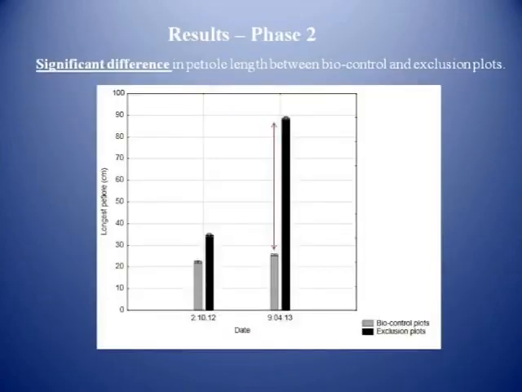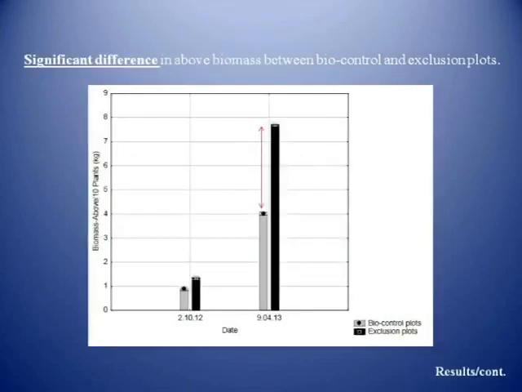Some of the results that I got in phase 2 is that there's a significant difference between the biocontrol plots and the exclusion plots when you look at the longest PTL. If you look at the columns on the right hand side where the arrow is, you can quite easily see that the PTLs are extremely short compared to those in the exclusion plots, the black one. If we have a look at the biomass for the 10 plants in total per square meter of plants removed, once again there's a significant difference between the biocontrol plot and the exclusion plot.